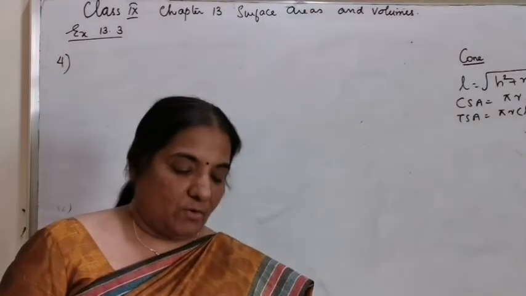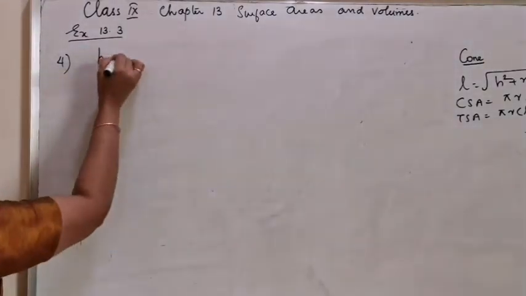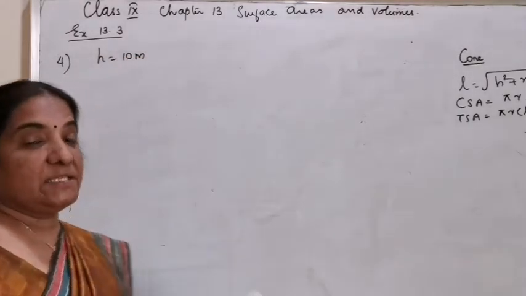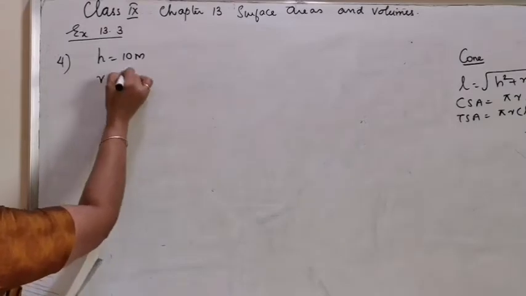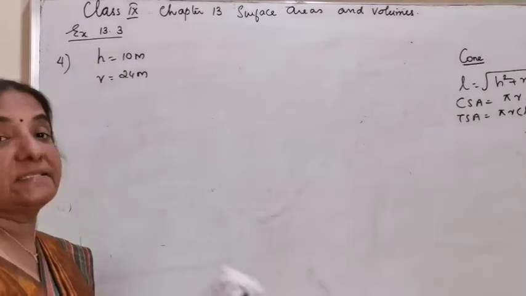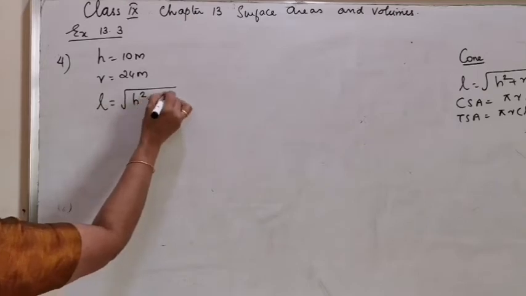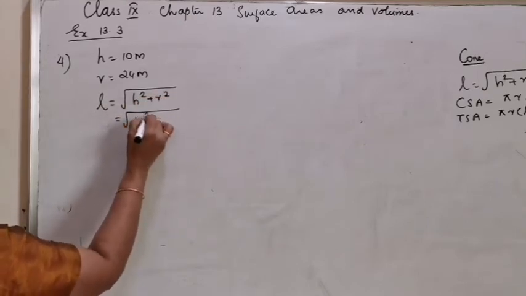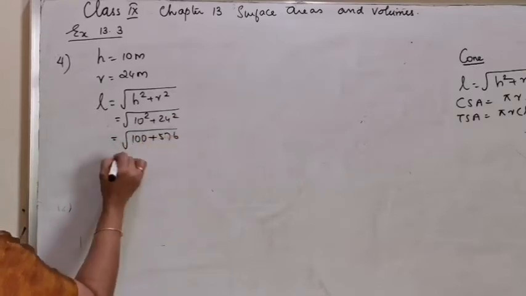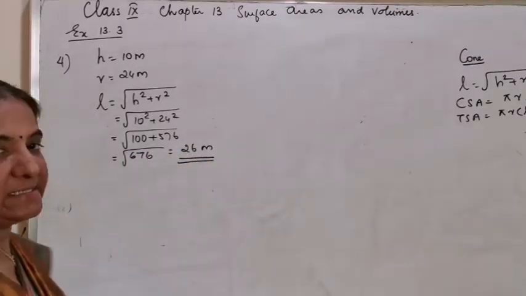Question number 4. A conical tent is 10 meter high, so the height is given as 10 meter, and the radius of its base is 24 meter. Now the first question is find the slant height of the cone. What's the formula for slant height? Square root of h square plus r square. Square root of 10 square plus 24 square, 100 plus 576, 676, which is equal to 26 meter. That is the slant height.